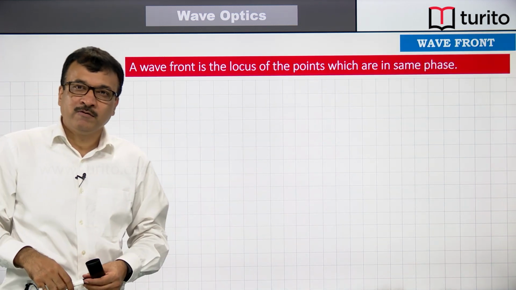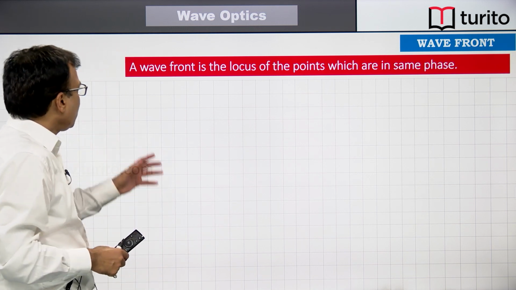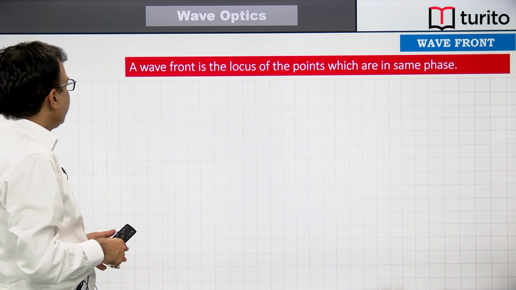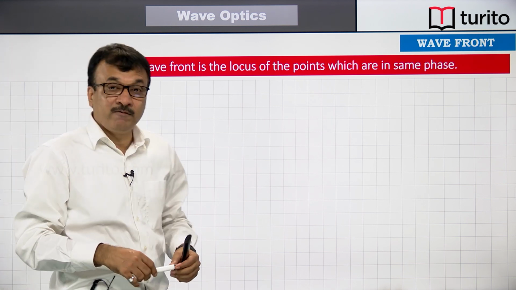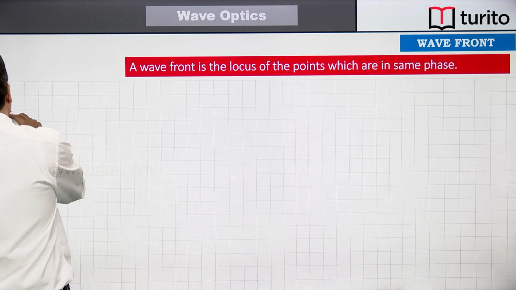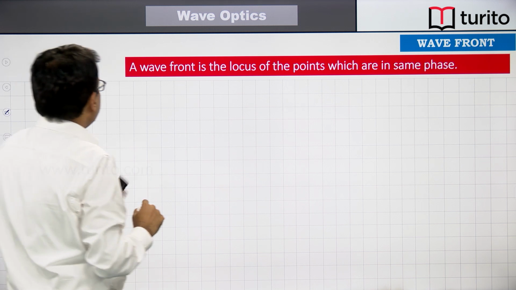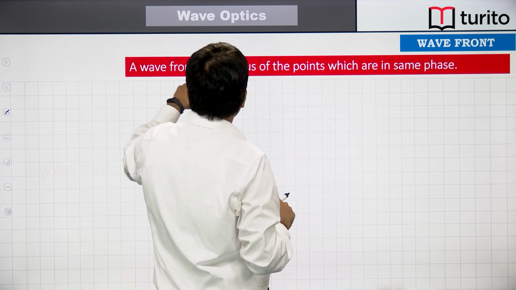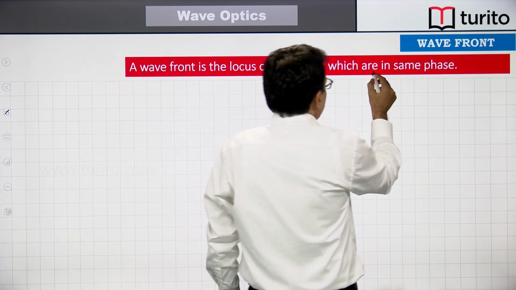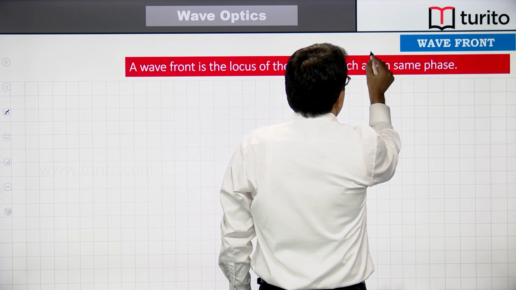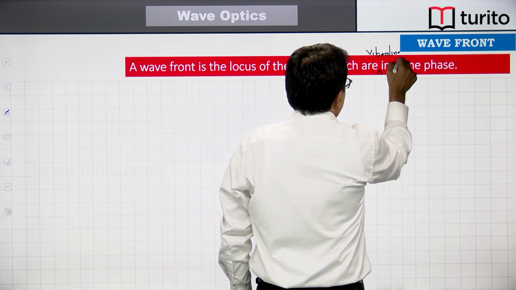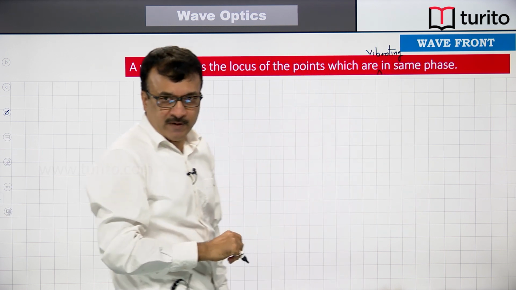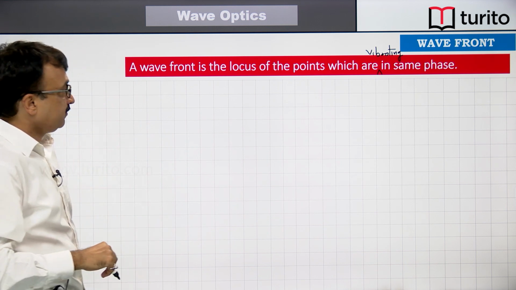So what is the meaning of wavefront? The definition of wavefront is: a wavefront is the locus of the points which are in the same phase. To be precise, we can say a wavefront is the locus of the points which are vibrating or oscillating in the same phase. Okay, so this is the definition of wavefront.